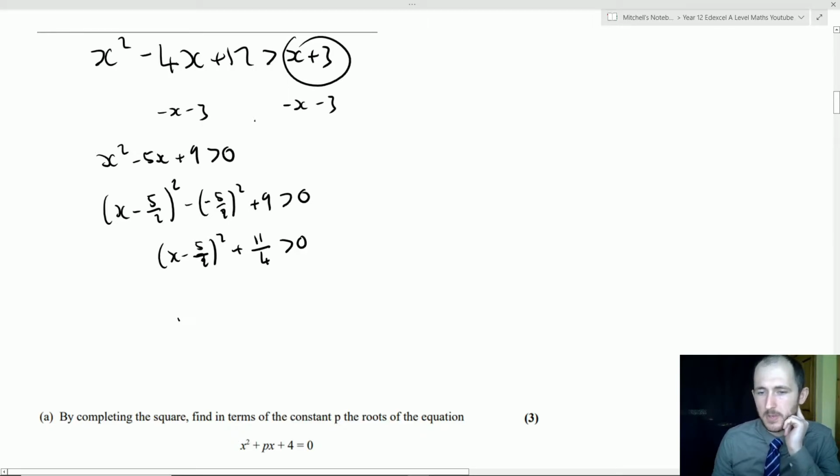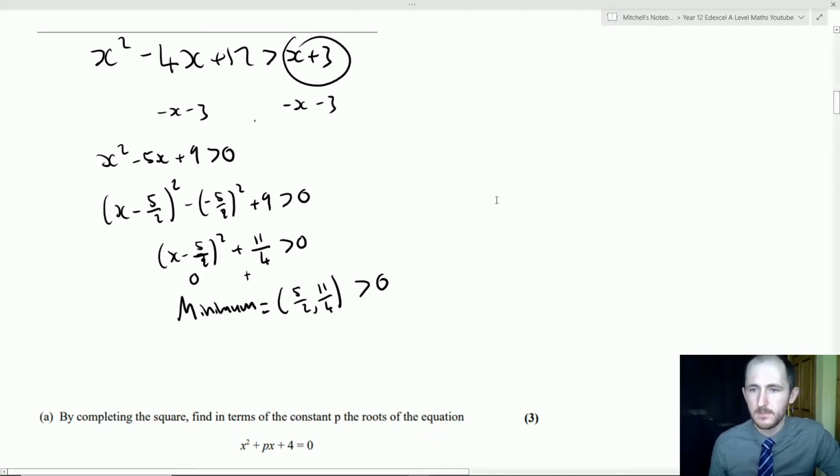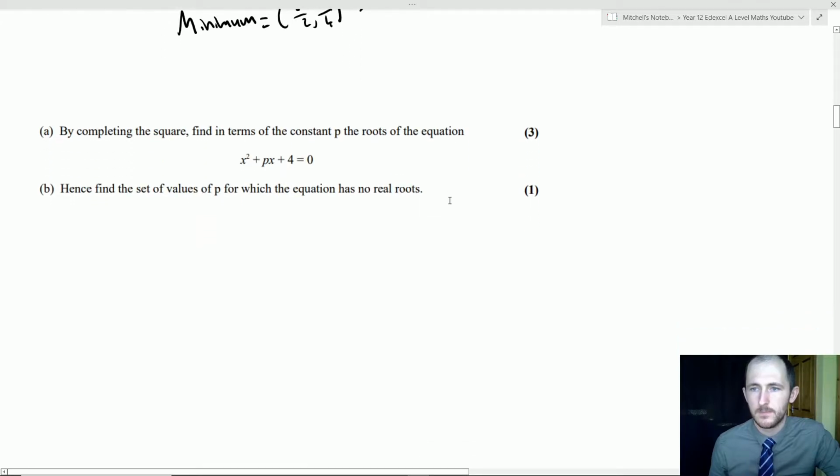So again, if you want, you can say the minimum. Flip the sign of what's in here, you get 5 over 2, 11 over 4, which once again is greater than 0. Or you can see that the smallest this bracket can be is 0, and we're adding a positive number, which means it must be positive overall. So let's leave that as it is for now.